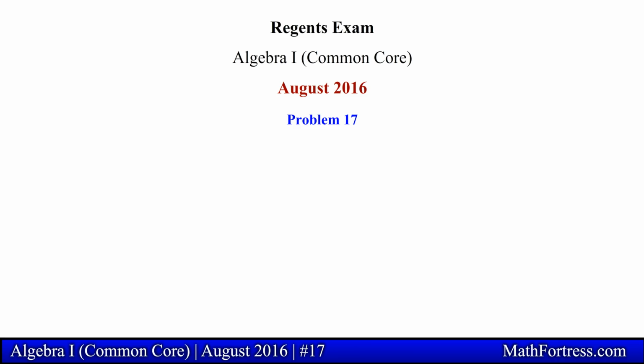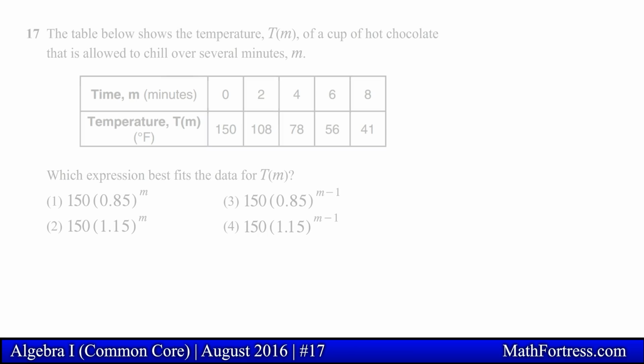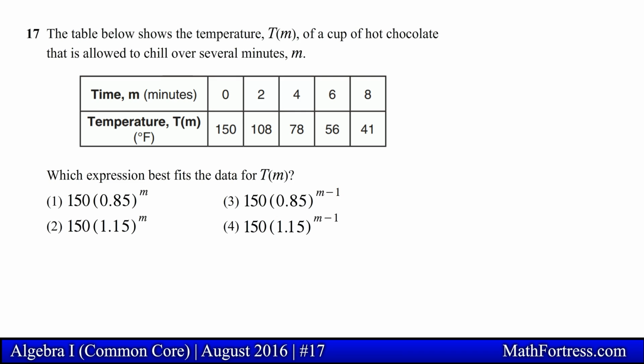Regents exam, Algebra 1, August 2016, problem number 17. The table below shows the temperature, T of M, of a cup of hot chocolate that is allowed to chill over several minutes, M. Which expression best fits the data for T of M?